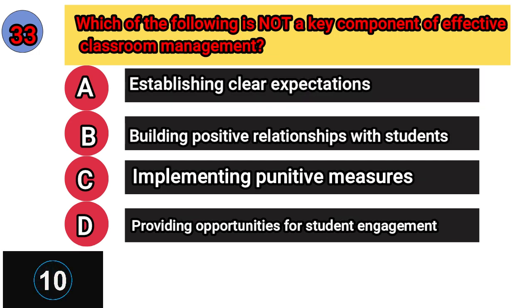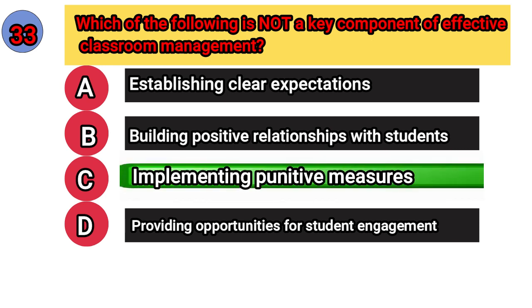Which of the following is not a key component of effective classroom management? Establishing clear expectations, building positive relationships with students, implementing punitive measures, providing opportunities for student engagement. And correct option is option C, implementing punitive measures.